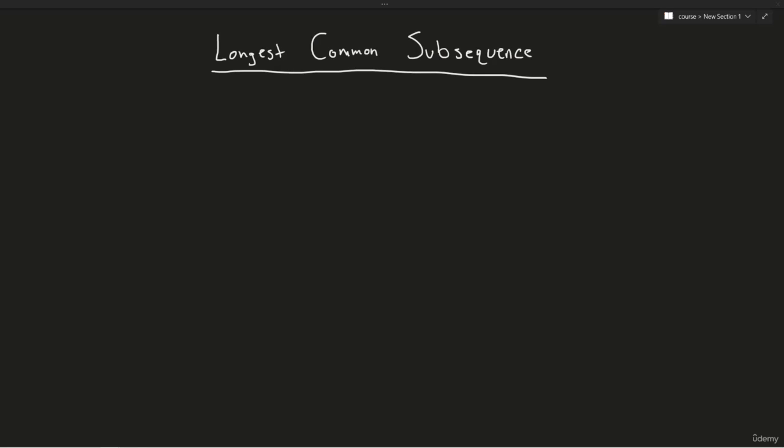In this lecture, we are going to go over what the longest common subsequence is. And it's a very simple concept to understand. It's taking two strings as input and figuring out what their longest common subsequence is. So what I mean by that, so let's say we have two strings.